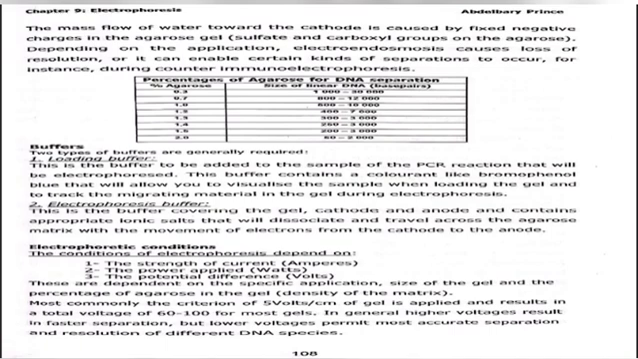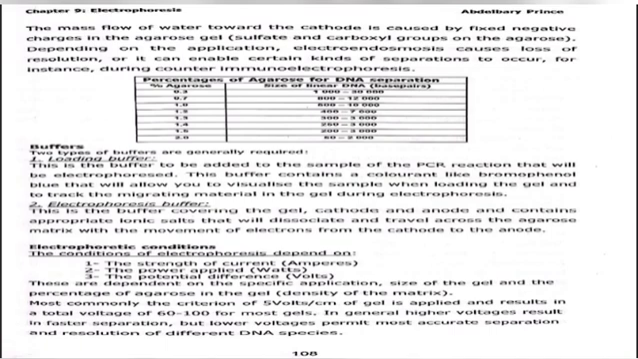1.5% of agarose, 200 to 3,000 size of linear DNA. 2.0% of agarose, 50 to 2,000 size of linear DNA. Buffers. Two types of buffers are generally required.